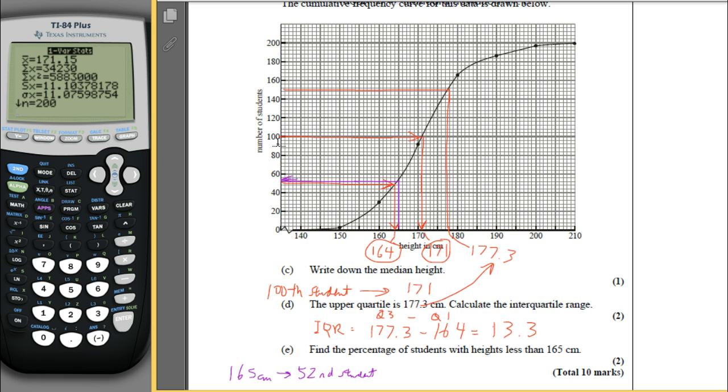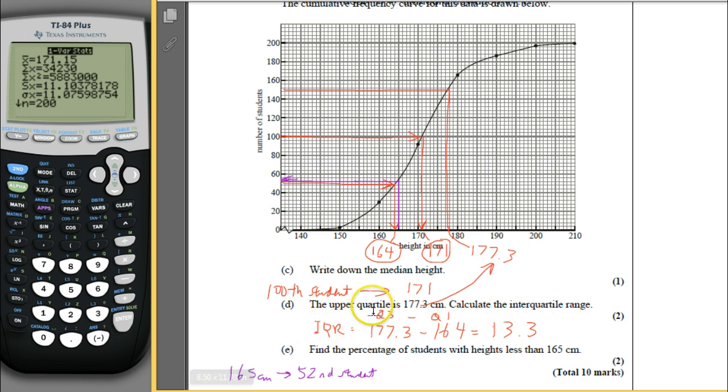If you use the formula n plus 1 divided by 2, then it would be the 101st student, but it's about the same. So you take the 100th student and then you draw a horizontal line until you hit the graph curve, and then you go down, and then you hit about 171. So the median height would be about 171. The upper quartile is 177.3, so they've already told us what the upper quartile is. Calculate the IQR, the interquartile range.